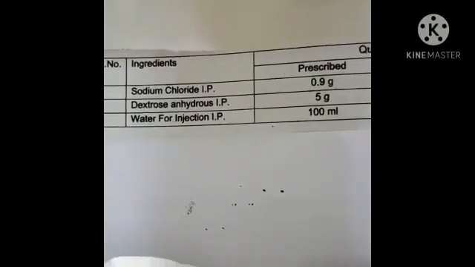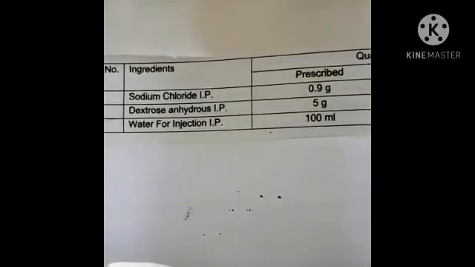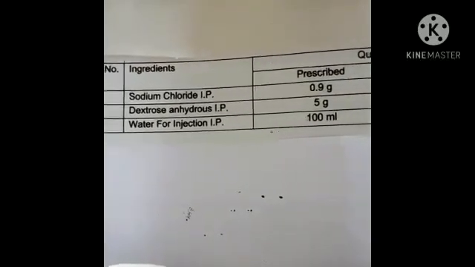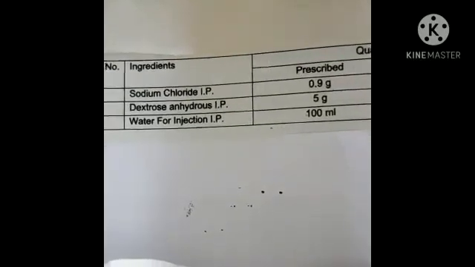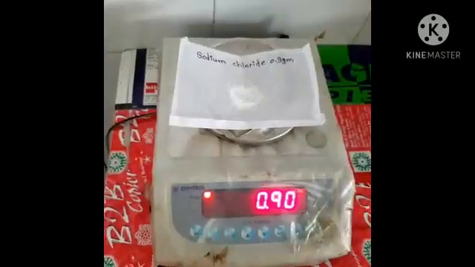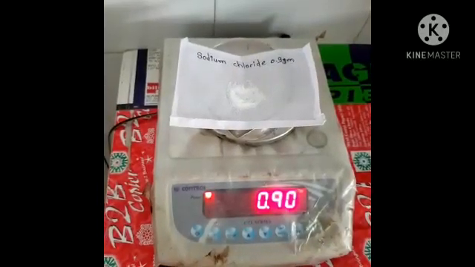The formula for this experiment is sodium chloride IP 0.9 gram, dextrose anhydrous IP 5 gram, and water for injection IP quantity sufficient to make 100 ml. Let us start with the procedure.